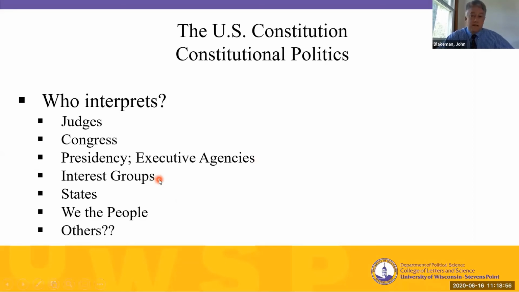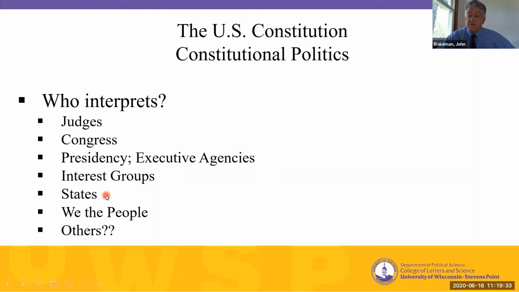Interest groups interpret the Constitution. The American Civil Liberties Union, the ACLU, very focused on the free speech clause, freedom of expression. The NAACP, National Association for the Advancement of Colored People, has litigated a lot of 14th Amendment discrimination, equal protection cases. The National Rifle Association has litigated a lot of Second Amendment cases. Interest groups really matter. And our constitutional politics are sometimes driven by how interest groups view constitutional interpretation as well.